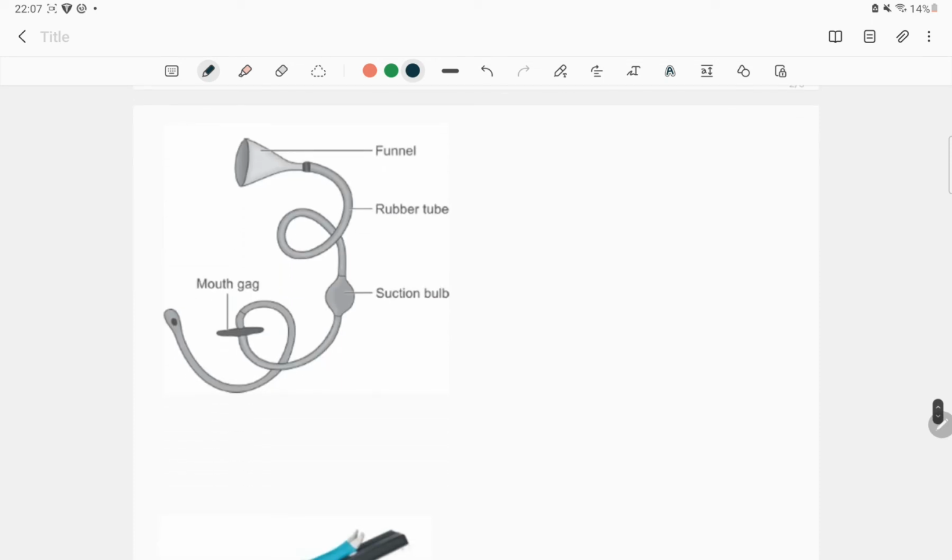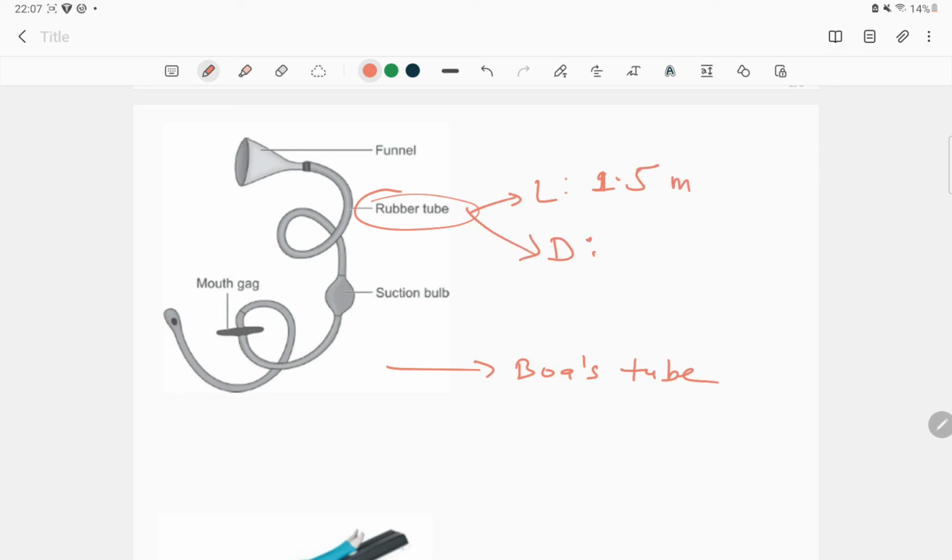As you can see in this diagram, this is the Boas tube. It can be asked in your exam. This is a rubber tube, and the length of this rubber tube is 1.5 meters, and the diameter is 1 centimeter. This one is the suction ball. It is a funnel, and in an uncooperative patient, a mouth gag is used.